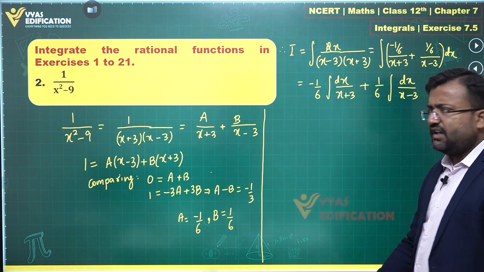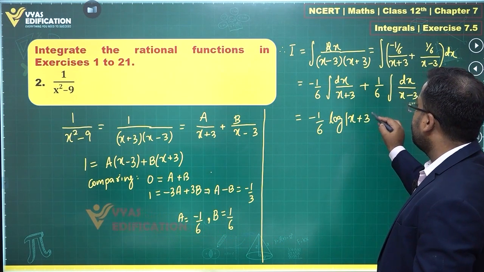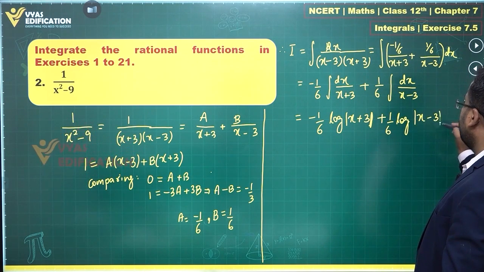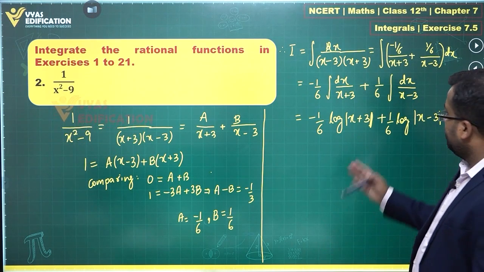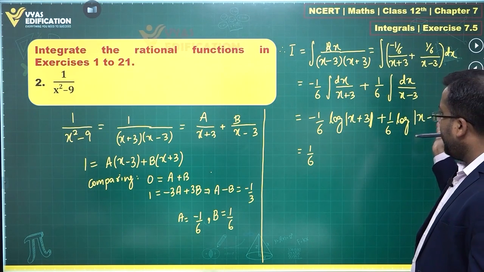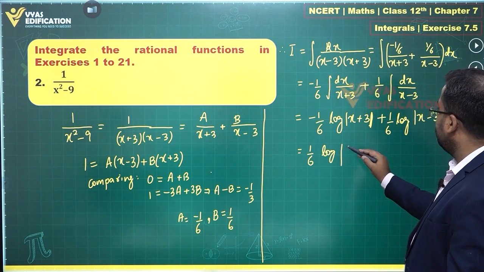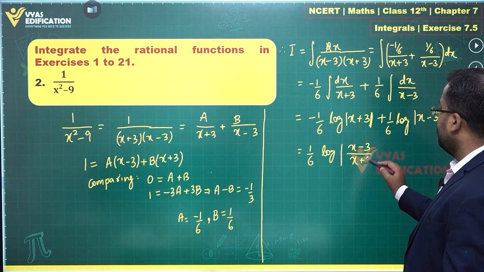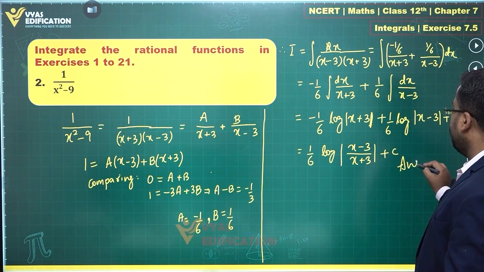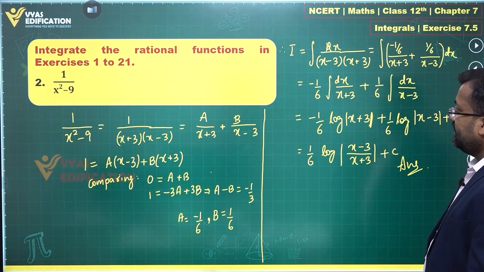Now, this integral is not difficult, right? Minus 1 by 6 times log modulus x plus 3, plus 1 by 6 log modulus x minus 3 is what I get, plus a constant term. And this is 1 by 6, this is 1 by 6, so I can take 1 by 6 common. This is minus, this is plus. So, log of m minus log of n becomes log of m by n, which is equal to log modulus x minus 3 at the top and x plus 3 at the bottom, because of this minus sign, using properties of log. Plus constant term. That is my required answer: 1 by 6 log of modulus x minus 3 upon x plus 3 plus constant, and that's all.